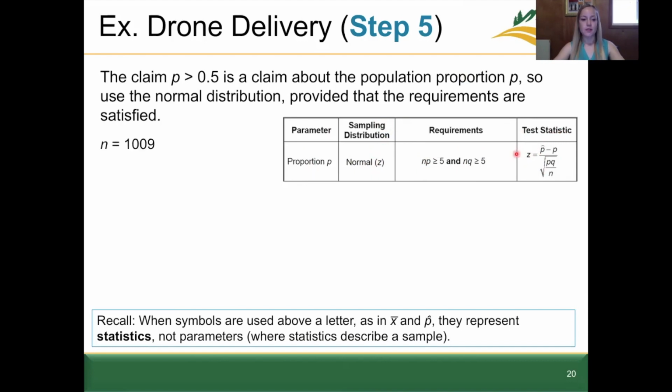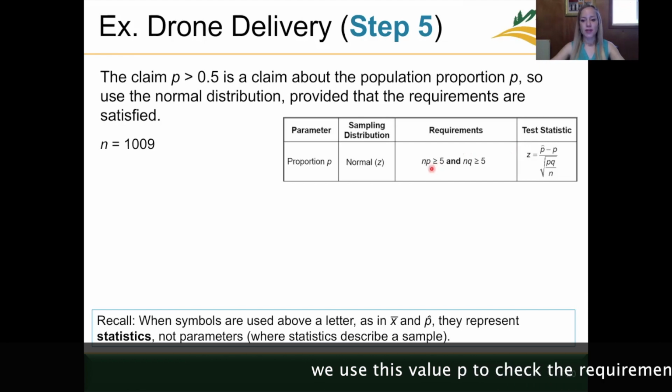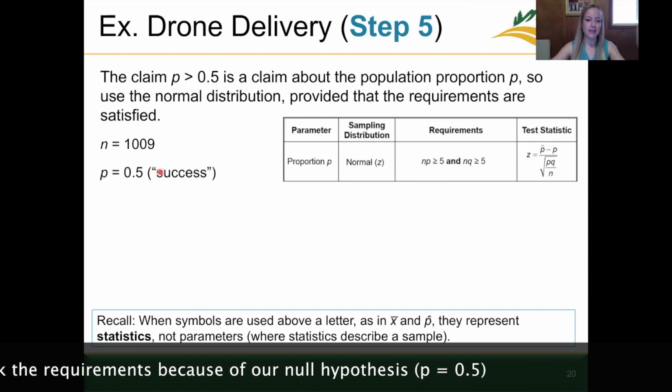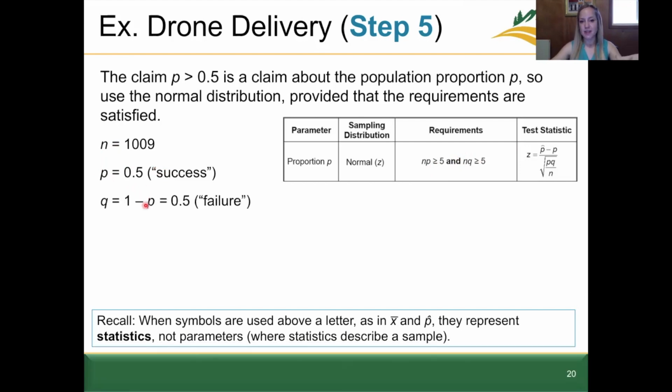Let's recall what we know. N is our sample size, that's 1,009 consumers. As we're figuring out these requirements, we need to assign what is P and what is Q. So we can say that P, our probability of success, is 0.5. We've done this before, so how we find Q is we take 1 minus P, so 1 minus 0.5, that's also 0.5. Now we can check this requirement to then say, is this truly a normal distribution? If it's not, then we couldn't proceed on to calculating the Z value.